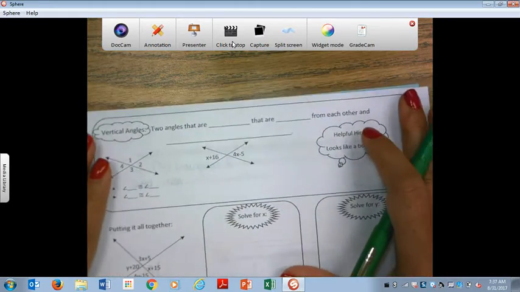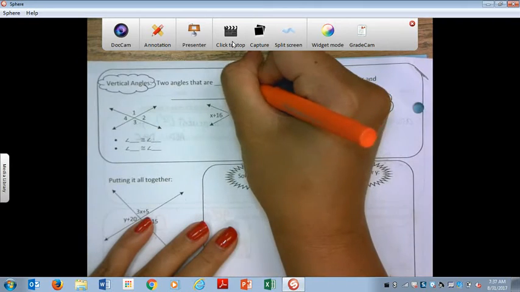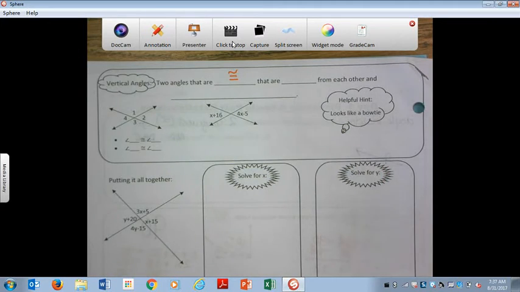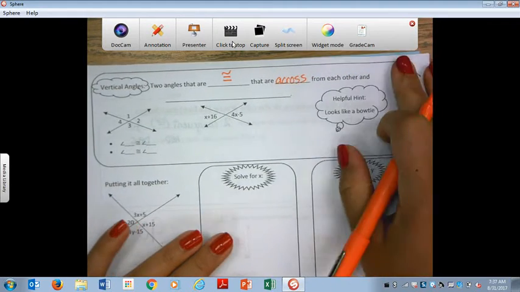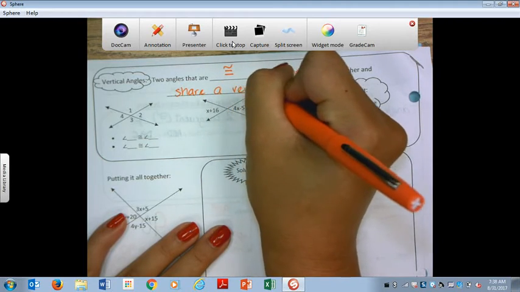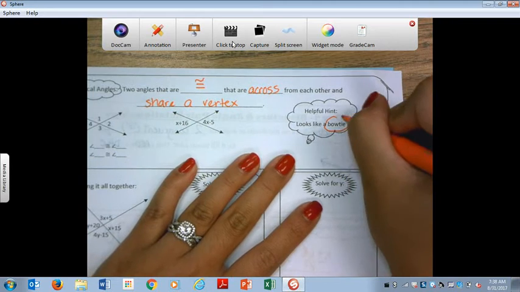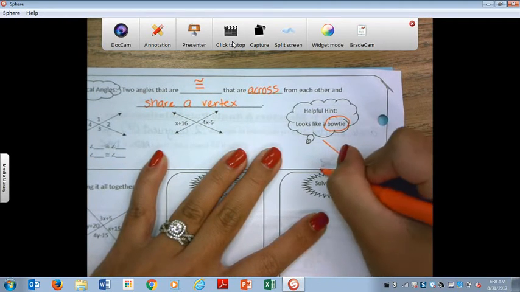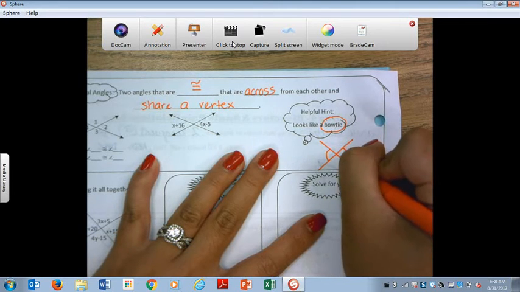Alright, next page. Vertical angles. These are two angles that are congruent and across from each other and share a vertex. I like this. It's going to look like a bow tie. So here you go. Here are two vertical angles right here. See how you see that bow tie?